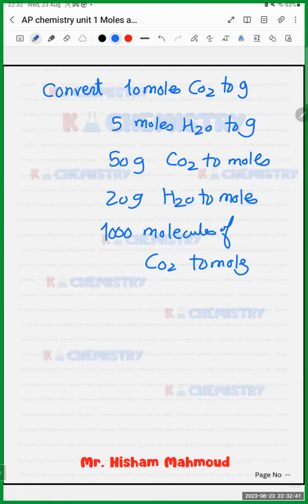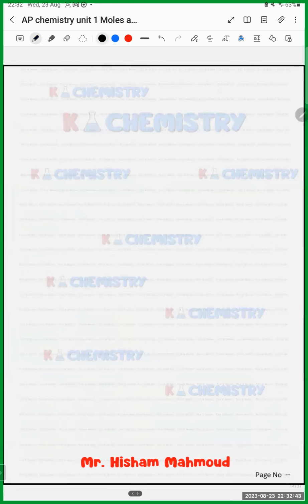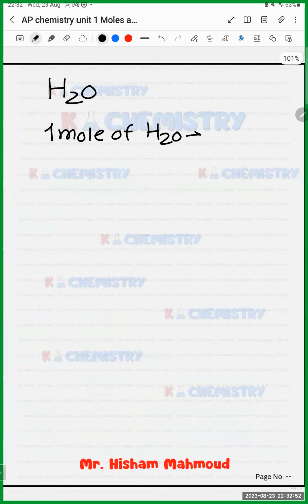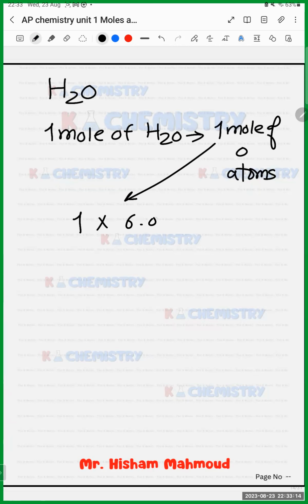How can you find the number of atoms of oxygen in water? This is a water molecule. 1 mole of H2O contains how many moles of oxygen atoms? If it is 1 mole, it will give me 1 mole, because H2O breaks down to give me 1 O only. So 1 mole of H2O gives me 1 mole of oxygen atoms. And you need to find the number of atoms. So multiply 1 by 6.02 multiplied by 10 to the power of 23. That's 6.02 multiplied by 10 to the power of 23 atoms of oxygen.